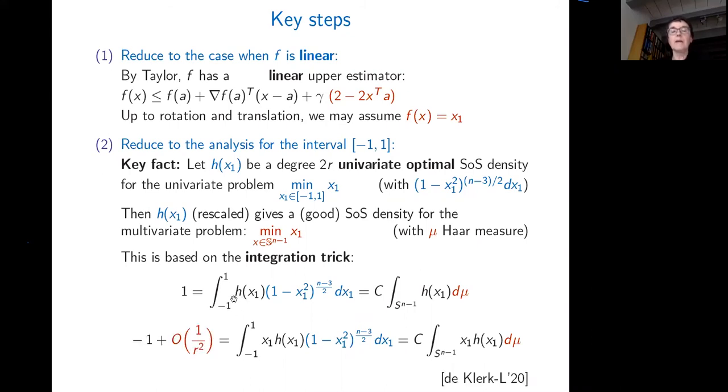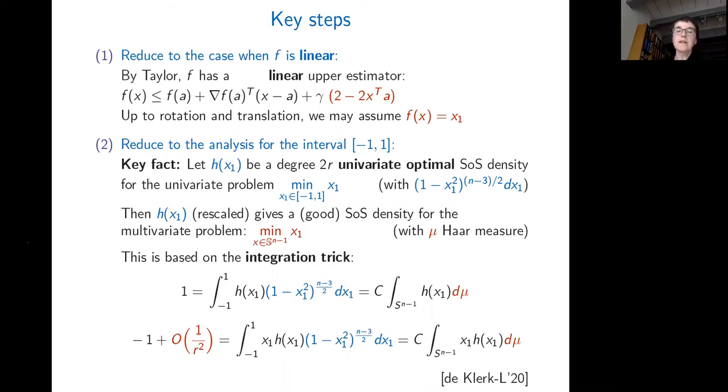So by the choice of our optimal h, this integral is 1. And here we just now apply what we have learned for the univariate case, and we are able to show that we get an optimal sum of squares density, which shows this convergence in 1 over r squared for the case of the unit sphere.